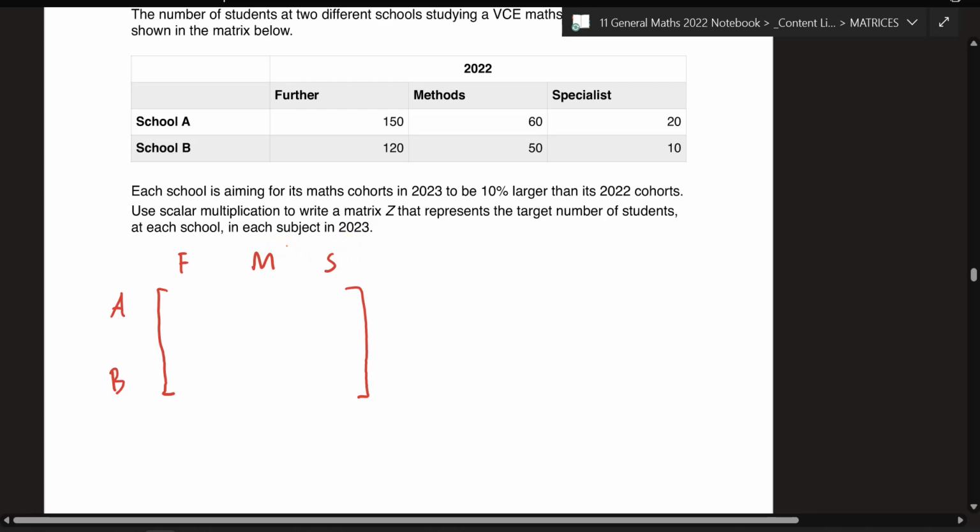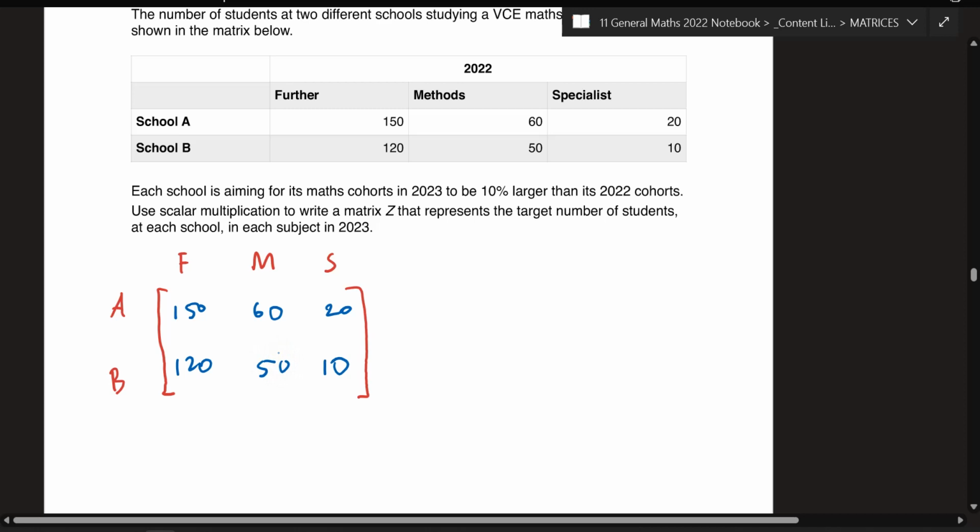Okay, and let's put our elements in. So you've got 150, 60, okay, and 20. Then you've got 120, 50, and 10. Okay, so let's start with that. There's our matrix.